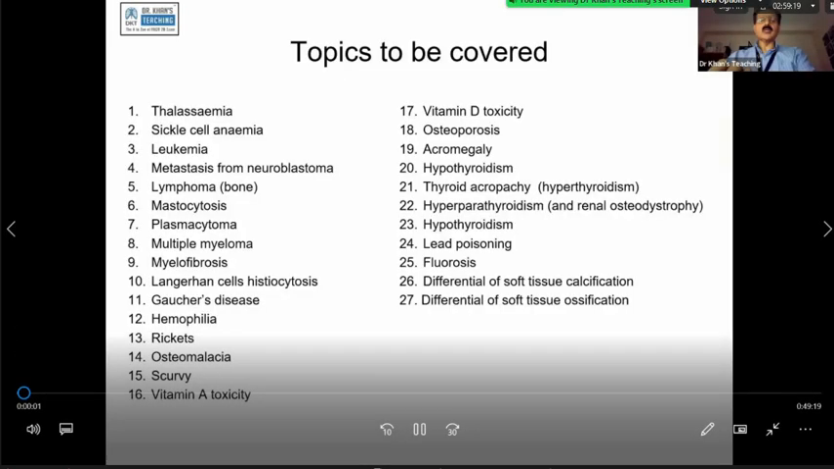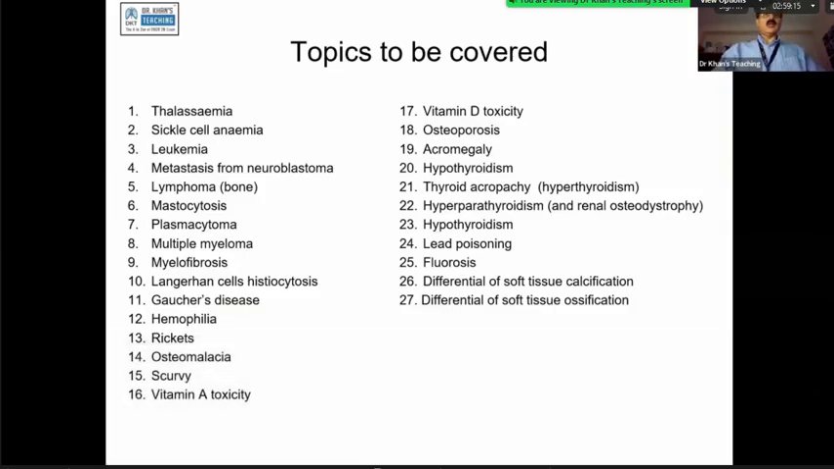Yes. These are the topics to be covered, which I will cover today. You can take a screenshot of it. I'll show it to you again when we go to a particular chapter. So there are 27 different things which we are going to cover. And of course, there are going to be multiple cases of each from the 2B perspective.